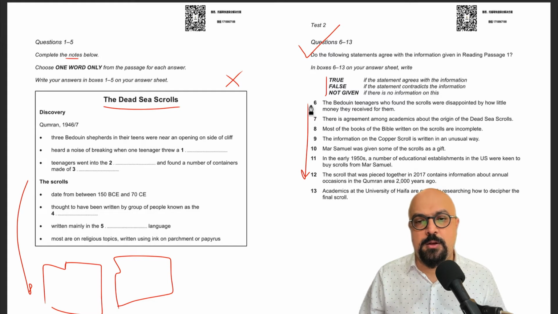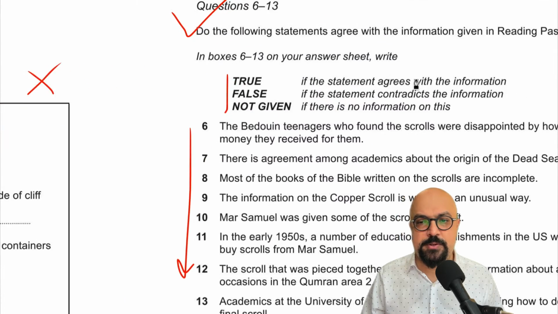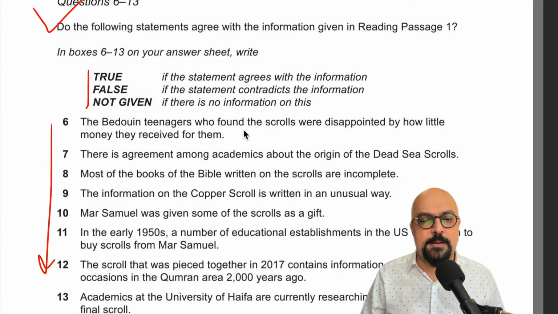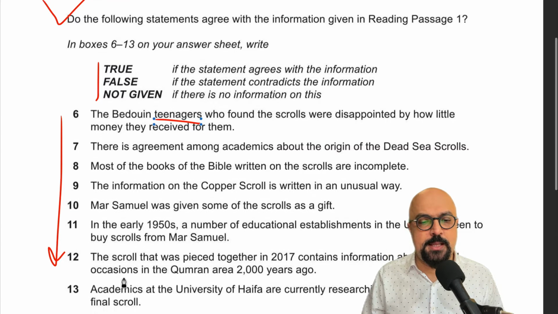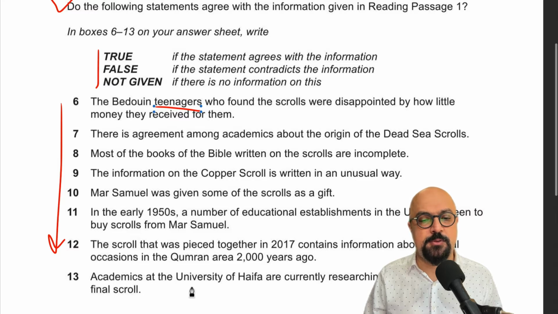All right, let's start with the true, false, not given questions. Again, we don't have to start with number 6 if we don't know where this information is. But looking quickly at the first one, we have teenagers. I remember where it was because as I was skimming, I came across the word teenagers and their story. And also, we can look at the last question, which is the academics at the University of Haifa.